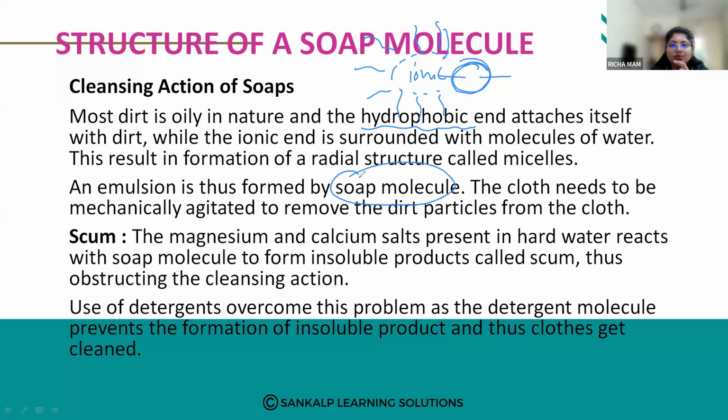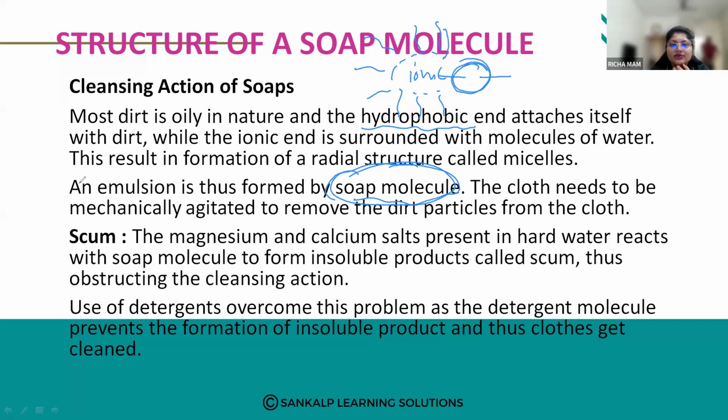Because in soap, two ends are there. The hydrophobic end will get attached to the oil or the dirt, and the hydrophilic end, which is the ionic part, will get attached to the water and be surrounded by it. An emulsion is thus formed by the soap molecule. The cloth needs to be mechanically agitated, so foam is produced. Then we hit the clothes mechanically so that the dirt particles will be removed from the clothes. This is the cleansing action of the soap.